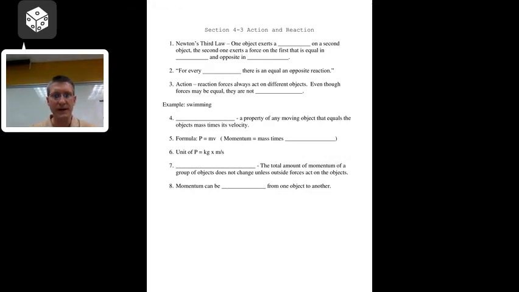This week, what we're going to be covering is the last of Newton's laws of force and motion. And along with that is another calculation that you're going to have to do as well. So let's get into it then. So hopefully you have this document at this point.